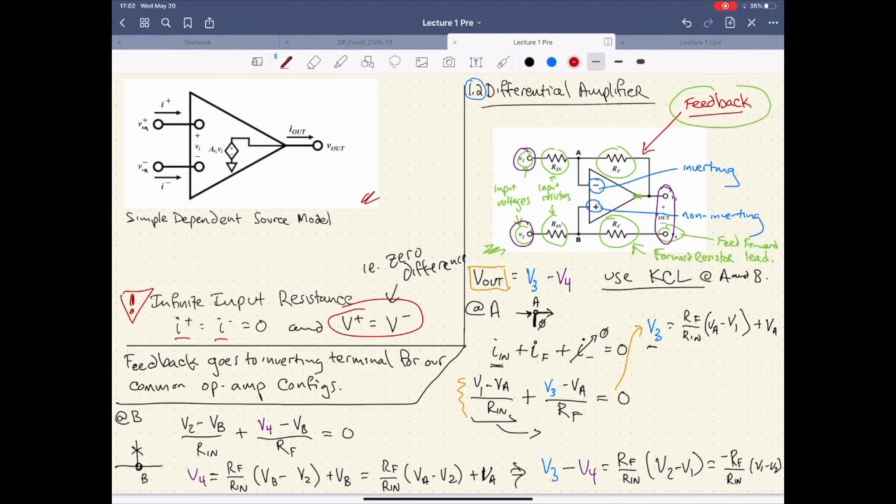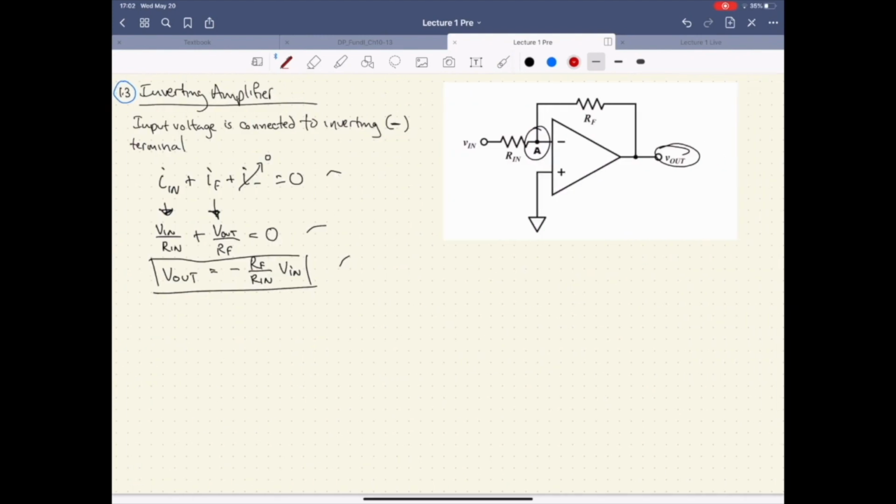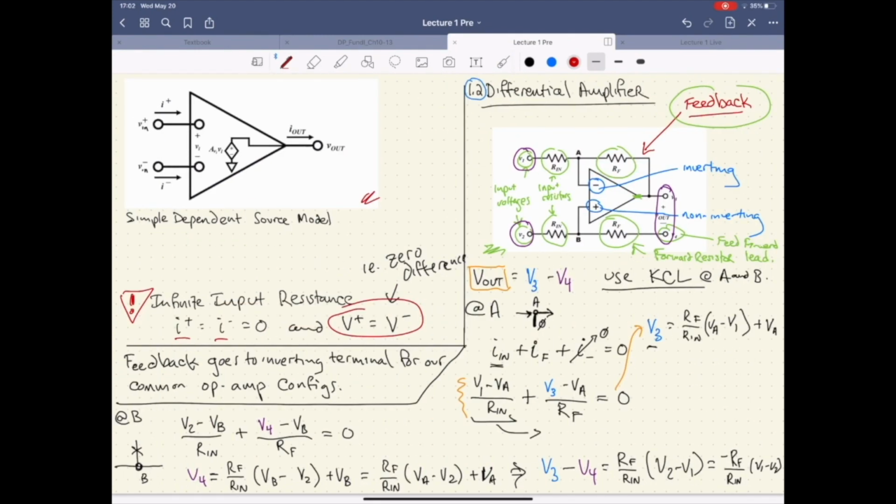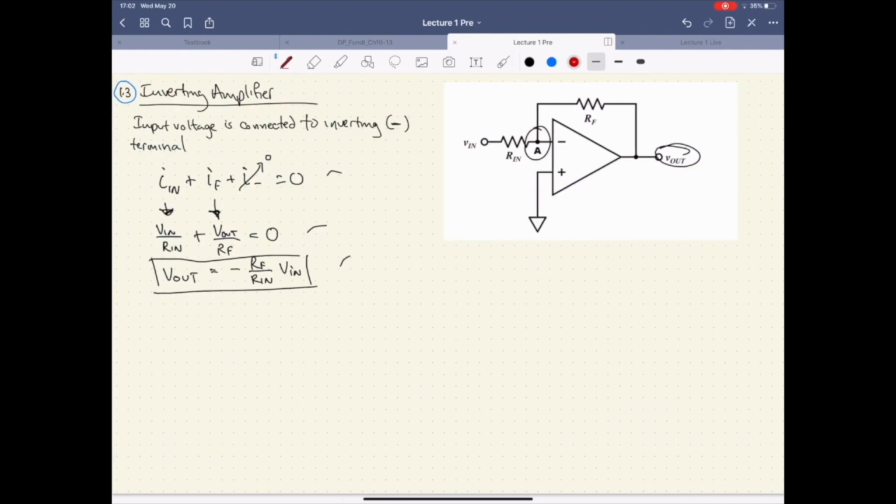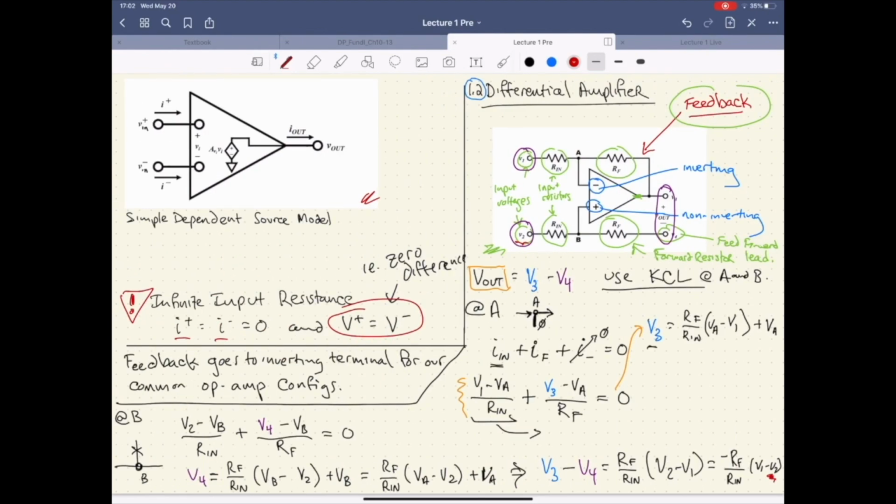Sorry. So one thing that we could do here is confirm our inverting amplifier by simplifying our differential amplifier equation. So if we set a bunch of this stuff equal to 0, i.e. we ground it out, do we get the same result? And the answer is yes. So if we look here, if we set V2 equal to 0, we end up with our inverting amplifier here. So our equations and our methodology is consistent.